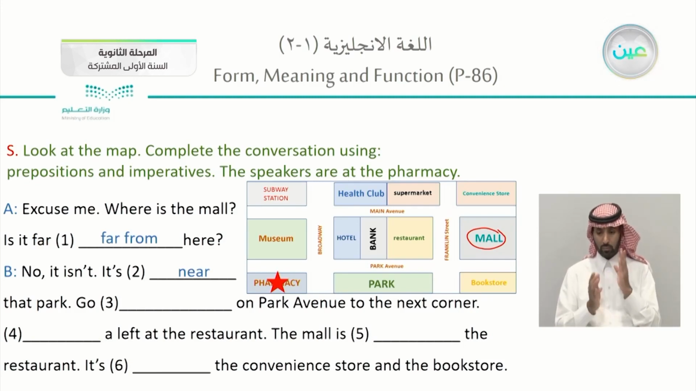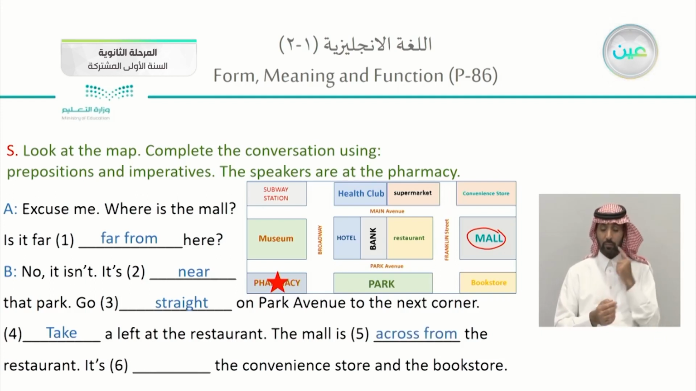Now I am at the pharmacy. So, go straight on Park Avenue to the next corner. Then, take a left at the restaurant. The mall is across from the restaurant. Where is the mall from the restaurant? Across from the restaurant. It is between the convenience store and the bookstore. It's between them.